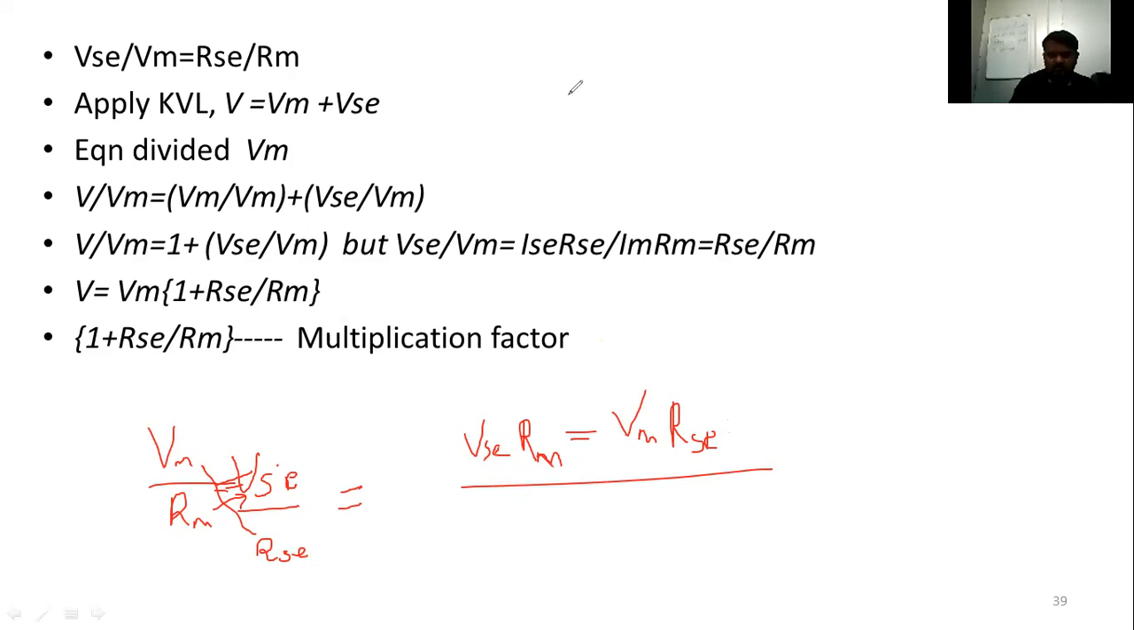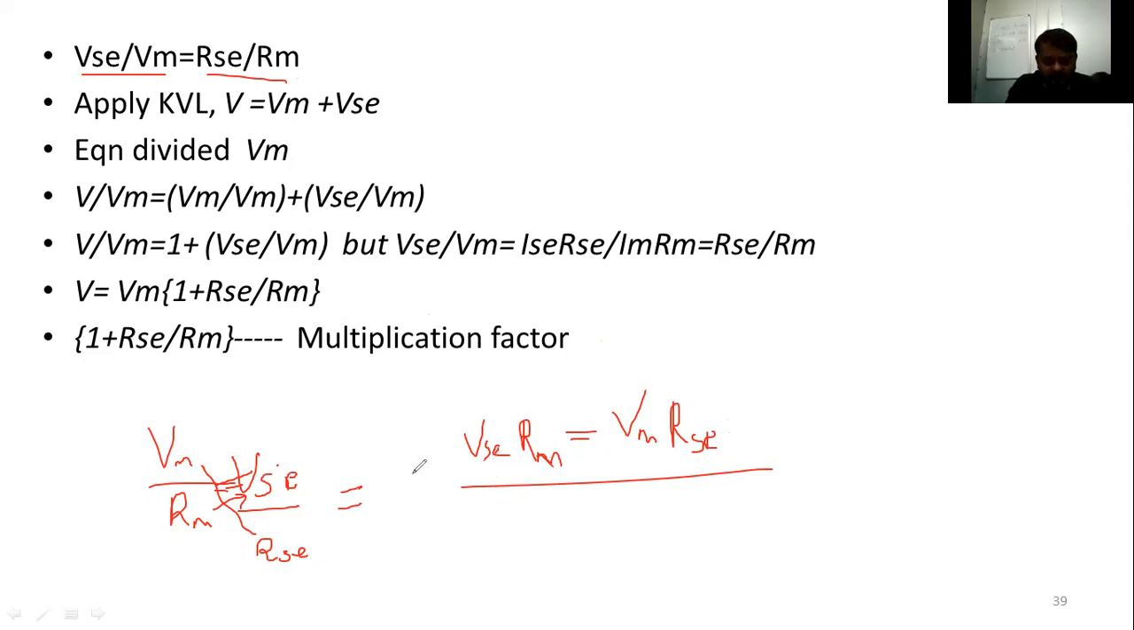No, sir. Same equation I have written here now. VSC by Vm, RSC by Rm. VSC by Vm. Okay, no problem.